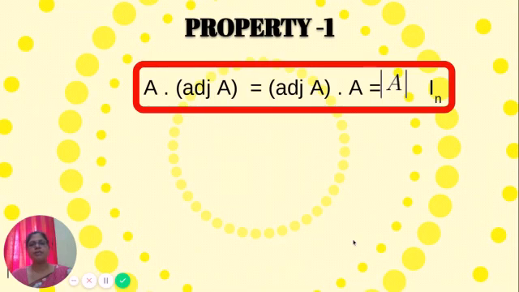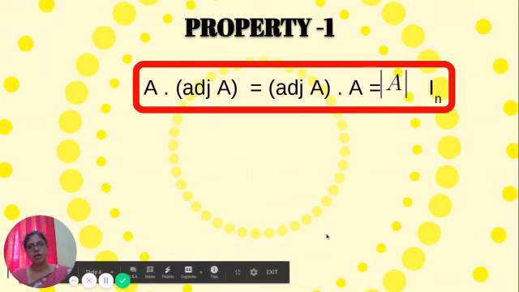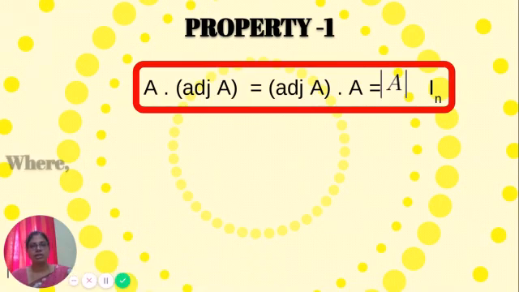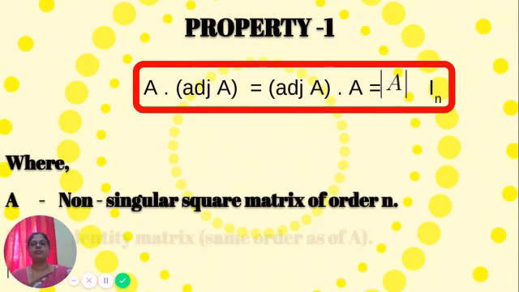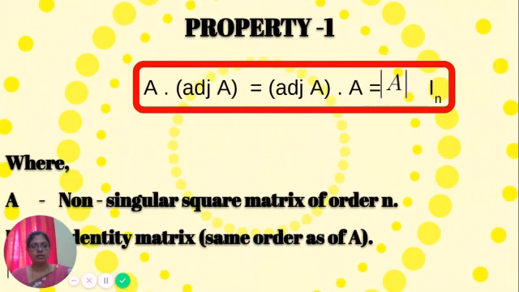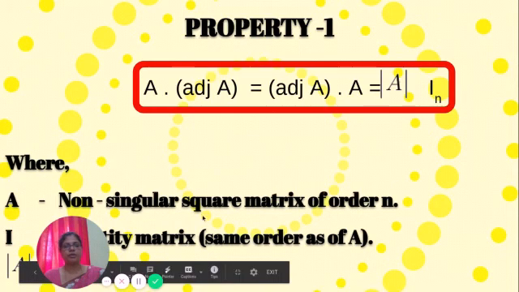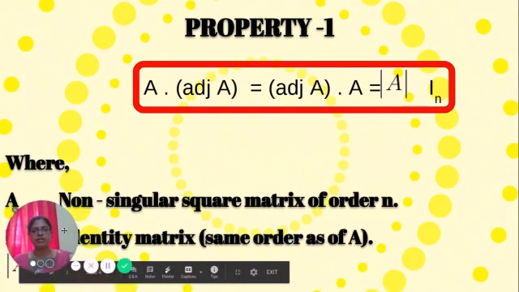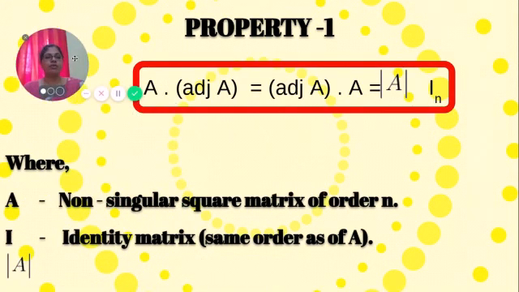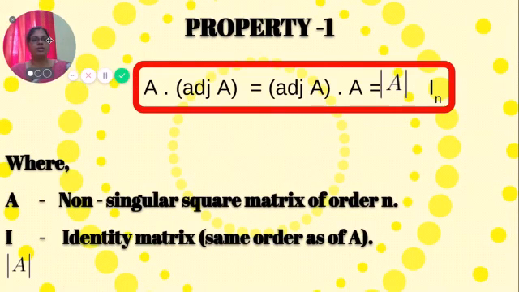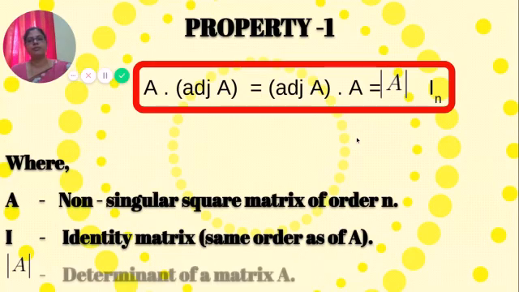This is the first property. A into adjoint A is equal to adjoint A into A is equal to modulus of A into I, where A is a non-singular matrix of order n, and I is an identity matrix of the same order as A. So modulus of A denotes the determinant of the matrix.